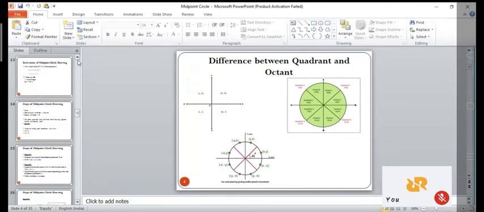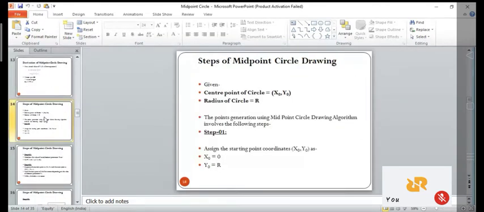In the question, two things will be given to you. One is the center of the circle, given with respect to x and y, and the radius will be given to you. Based on these 2 points, you are going to generate the points for drawing the circle on the screen.